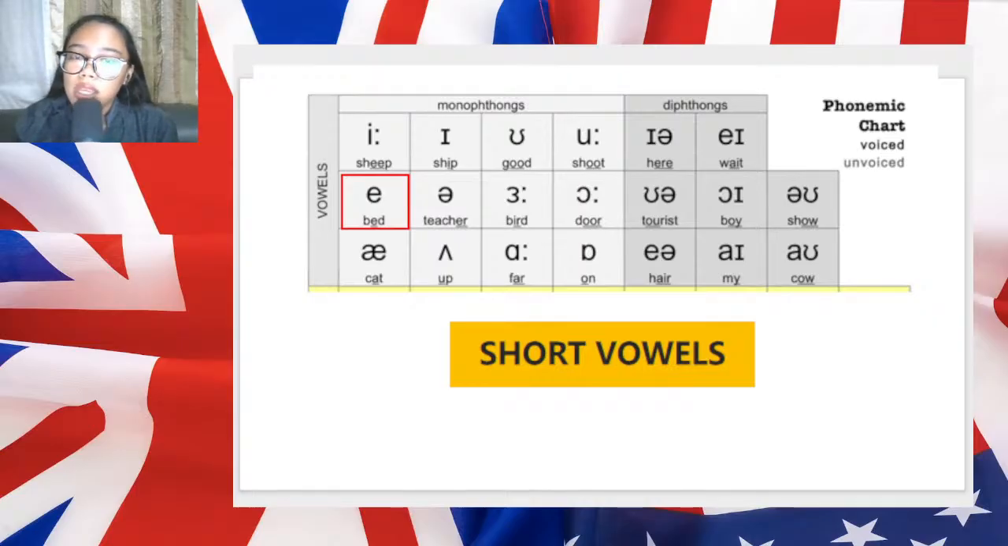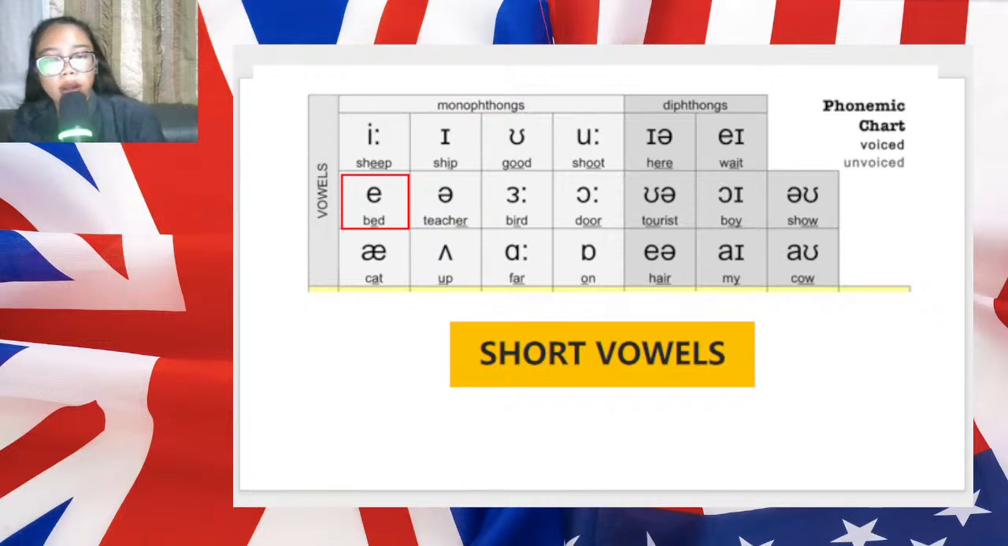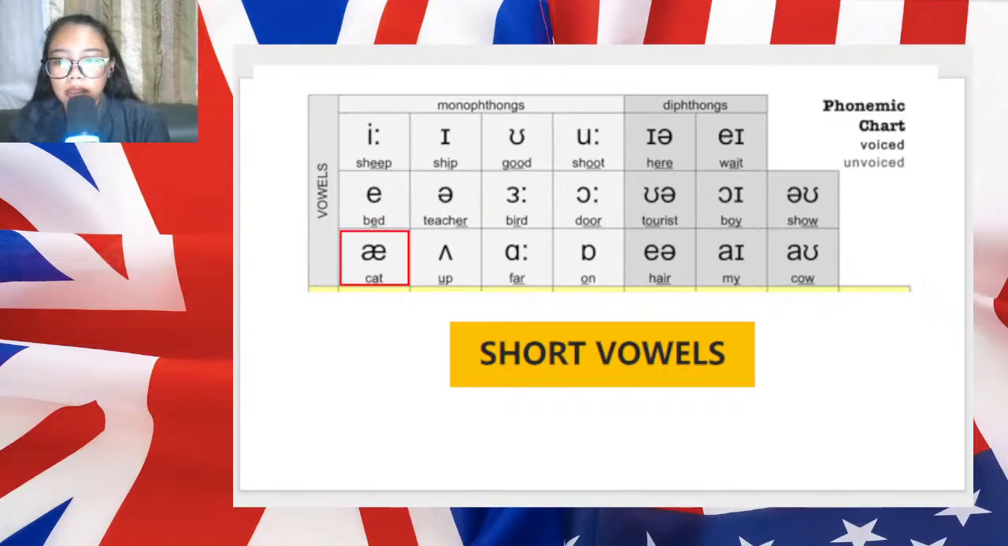Let's try to say the first two sounds. E, E, e. Next to that is the sound as in cut. That's the a sound. We encountered this one in our IPA practice drill, right? This is the sound you hear in words like man, hat, trap. So those words have this particular short vowel sound.